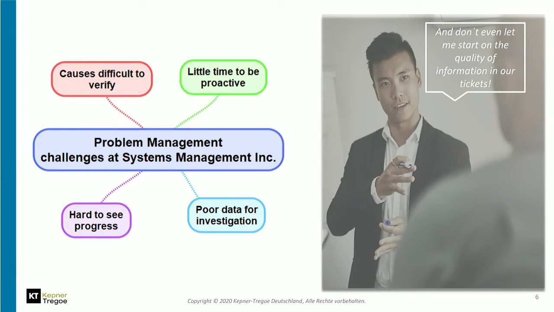They also have poor data for investigation. For some issues, it's really difficult to estimate what data is actually relevant, where to find it, and once they have it, how to read the data properly and how to structure it. Another thing is it's hard to see progress. Where are we now in the stage of the root cause analysis process? What they want to do is tackle these challenges, and they decided to learn KT and to unlock the problem management app in ServiceNow.